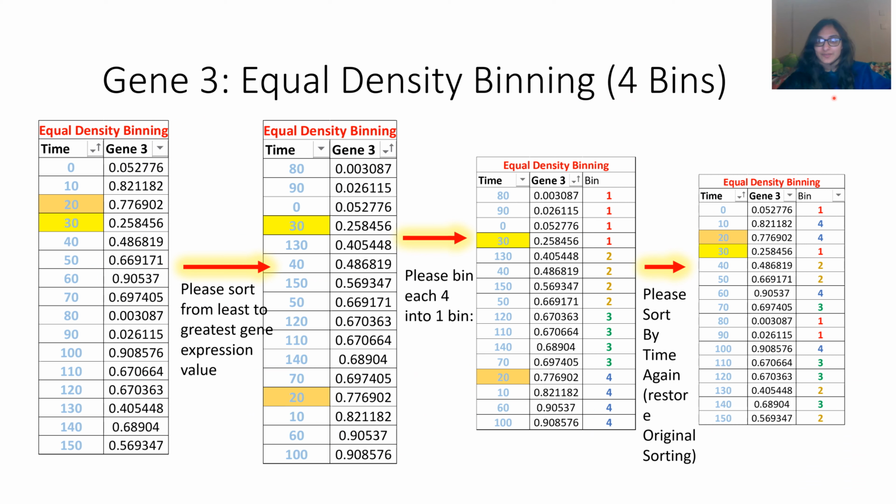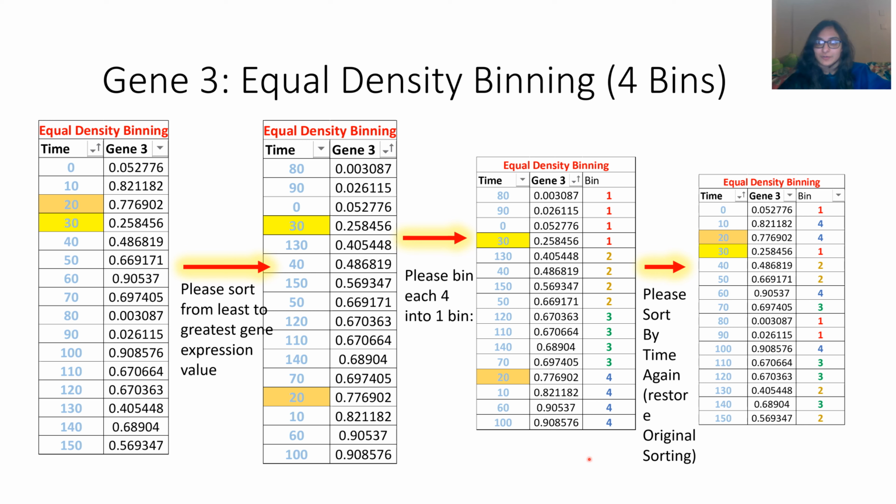So similarly, we can do the same thing for each column separately. Again, we take all the gene expression values and sort from least to greatest gene expression value here. We see that this is the maximum value here, and this also happens to be the minimum. So similar to gene 2, they're back to back. But now we sort not on time, but on the gene expression value here. And then what we see is that we can do equal density binning.